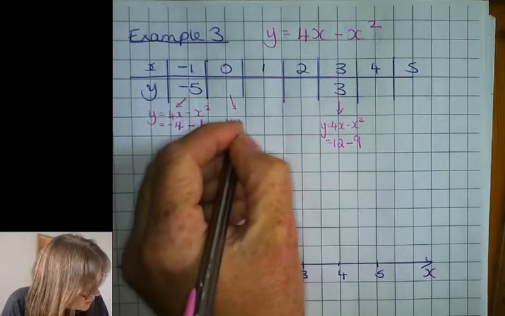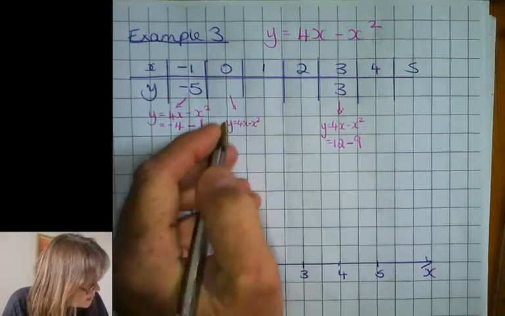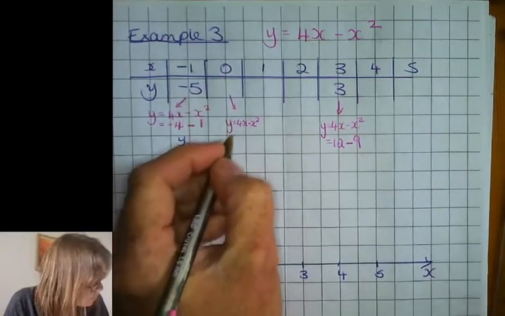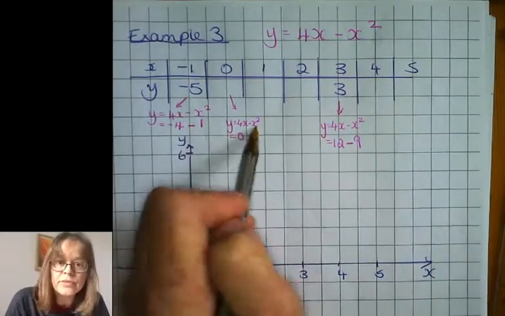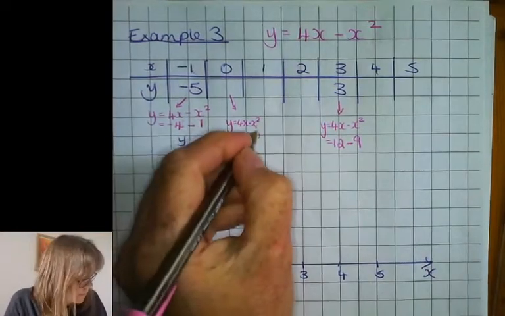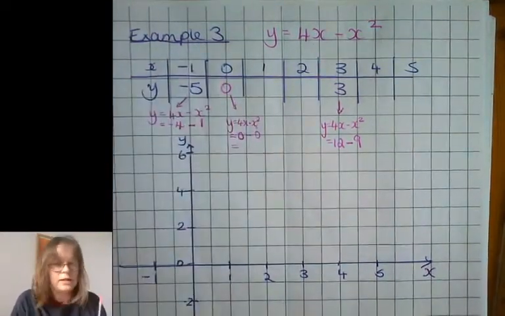So 4x minus x squared. This time my x value is 0. So 4 lots of 0, still 0. Take away 0 squared. Well, 0 times 0 is 0. So nothing, take away nothing, gives me nothing.